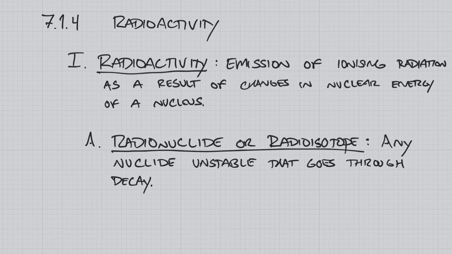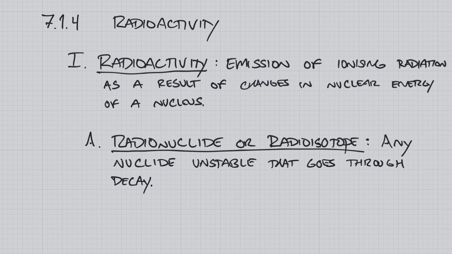Radioactivity is the process when we have emissions of ionizing radiation as a result of changes in nuclear energy of a nucleus. You guys understand this; you probably don't have to write this down. A radionuclide or a radioisotope is any nuclide that is unstable and goes through decay. So if it's not stable, it's a radionuclide or a radioisotope, okay?